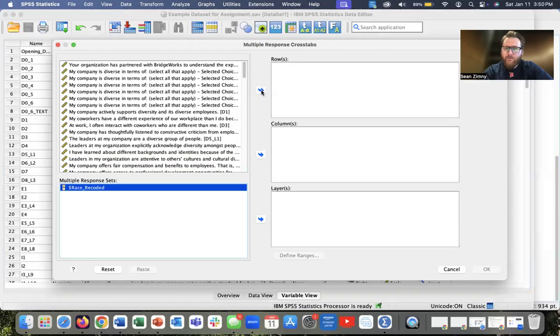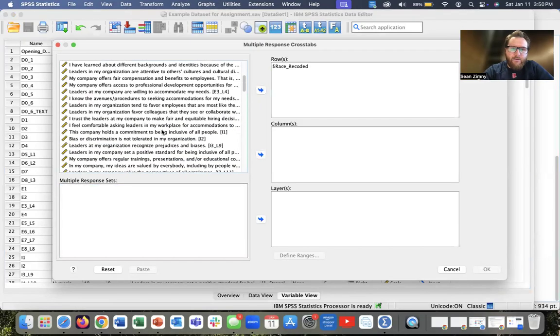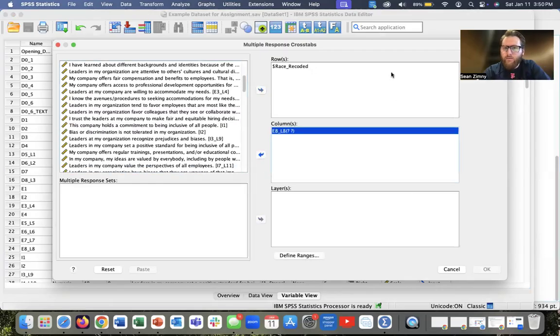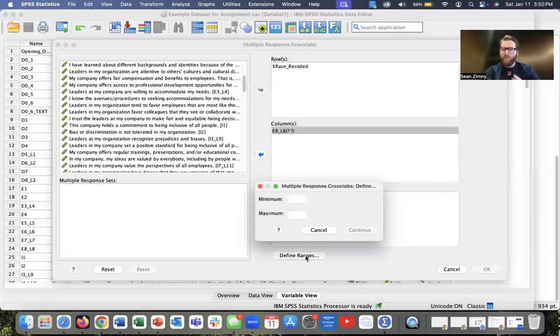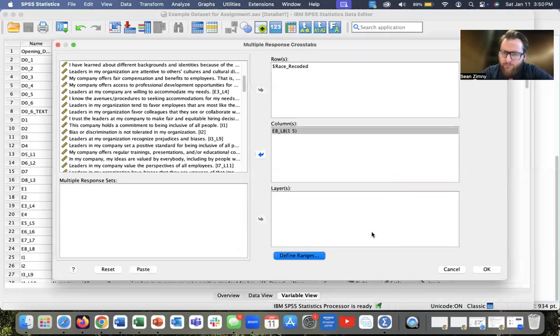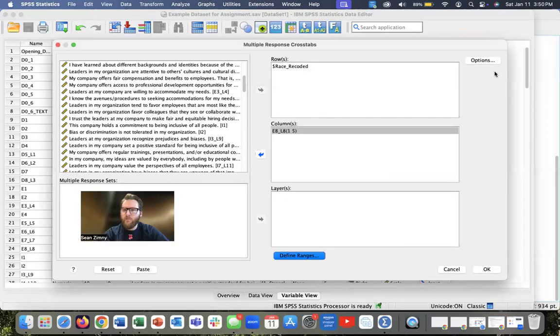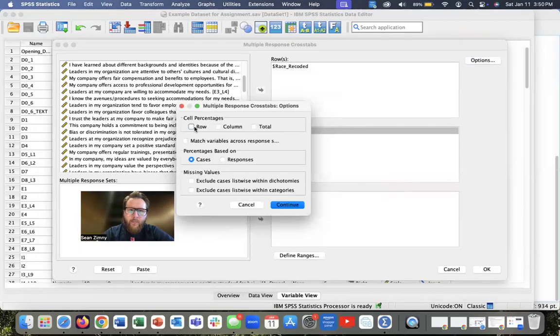So let's do race recoded in the rows. Maybe let's do that on, I feel comfortable asking my leaders in my workplace for accommodations. So now we have to define the ranges, and we're going to do it from 1 to 5 because our Likert scales are 1 to 5. So let's do 1 as a minimum, 5 as a maximum. Continue. Let's go up to options. We want percentages for rows and total. Other than that, we're all good on the other ones.